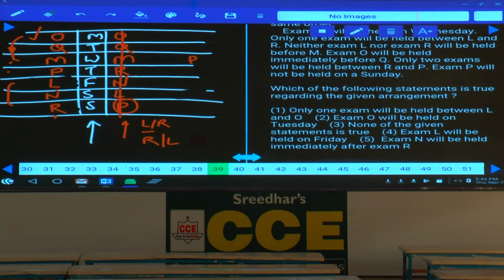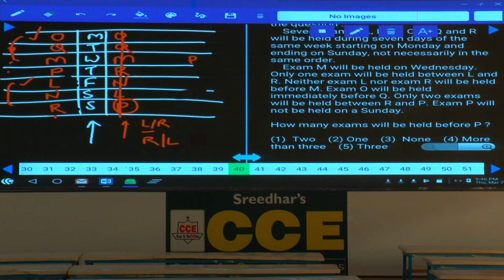Then question number 39, which of the following statements is true regarding the given arrangement? Only 1 examination will be held between L and O. Between L and O, there are 3 examinations, so that is ruled out. Exam O will be held on Tuesday, that is also false. Exam L will be held on Friday, and N will be held immediately after R. N is not immediately after R, this is also false. Then what is your answer here? Choice 4. Exam L will be held on Friday. As L is on Friday, that is choice 4.